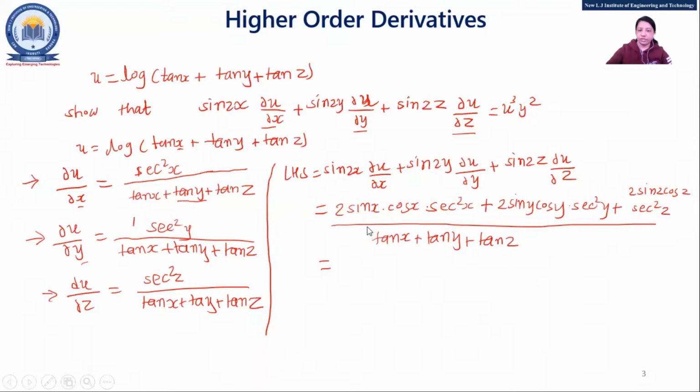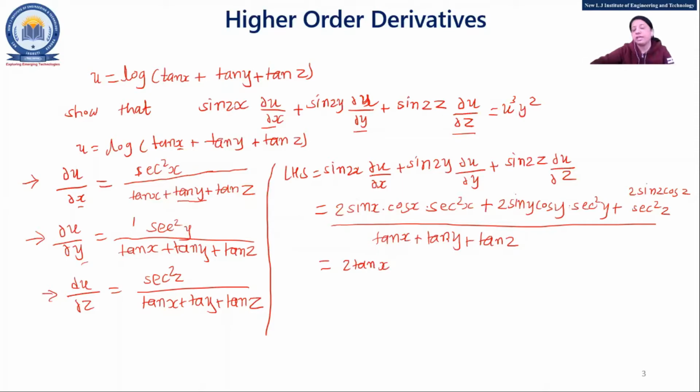Just solve this quickly. Sec square x can be written as what? 1 upon cos square. So 1 cos is supposed to be cancelled out. So what am I having? 2 sin x upon cos x. So 2 tan x. The answer of the first term would be 2 tan x. Is there any doubt in that?